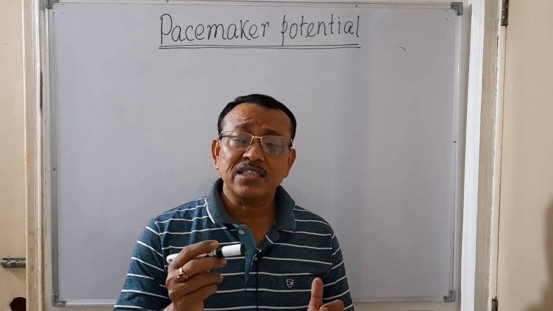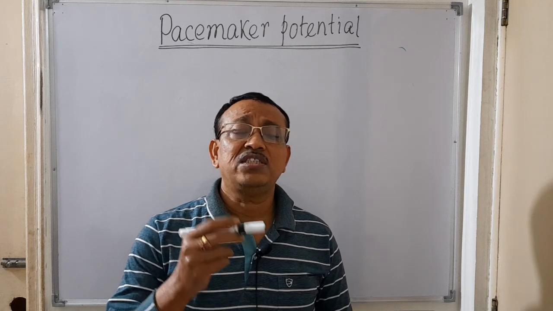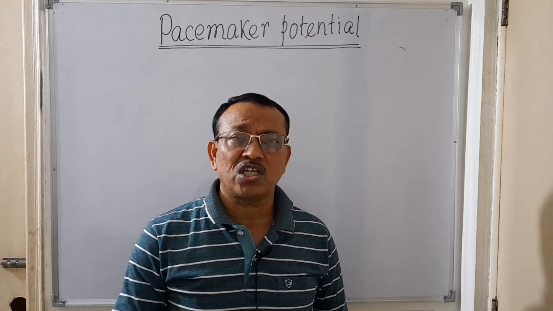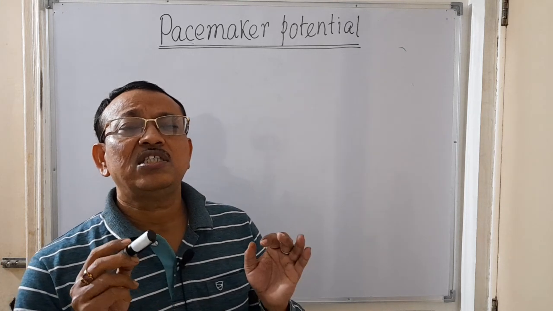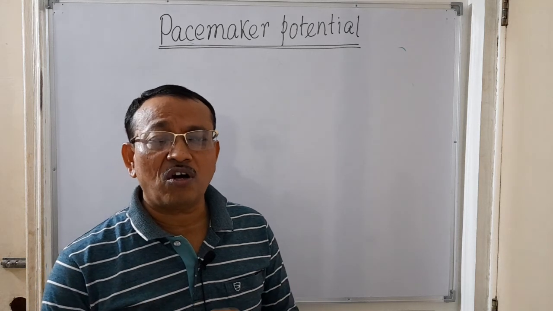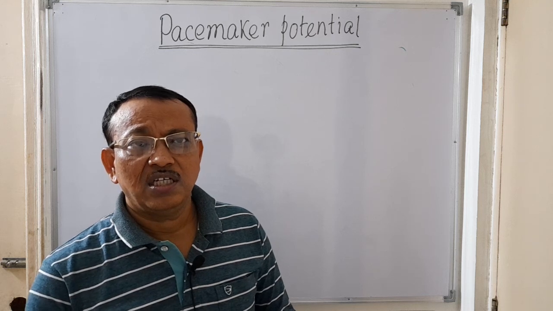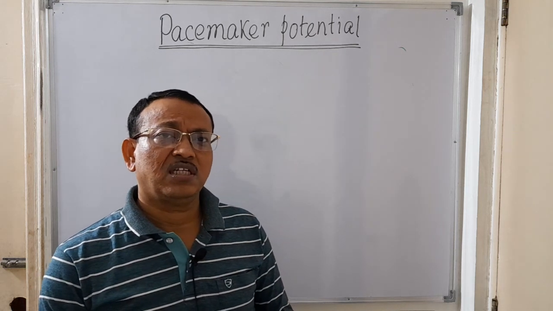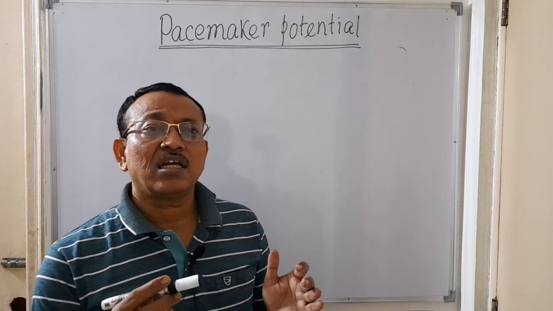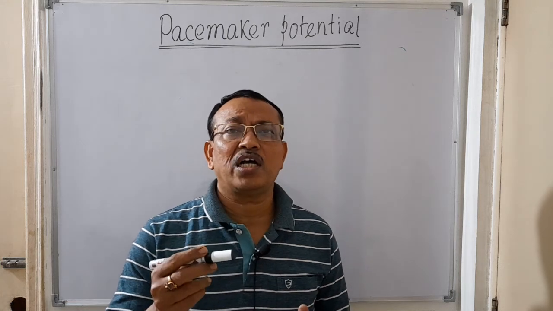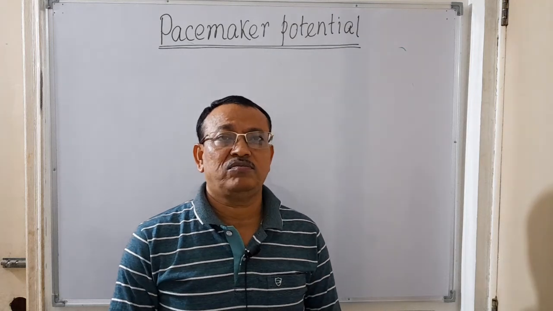This generating capacity of the SA node, this capacity to generate the action potential or electrical impulse, is responsible for the automatic beating of the heart. So now the question comes, how does this automatic generation of the impulse by the SA node take place? How is it possible?